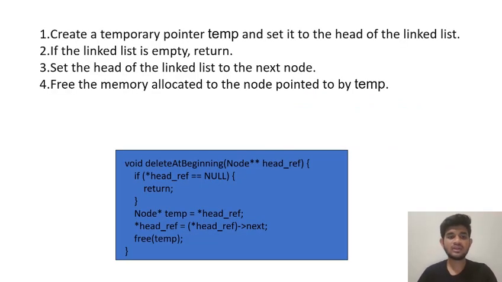In order to delete at the beginning, create a temporary pointer temp and set it to the head of a linked list. If the linked list is empty, return. Set the head of the linked list to the next node. Free the memory allocated to the node pointed by the temp. And below is the example code for deleting at the beginning of the linked list.